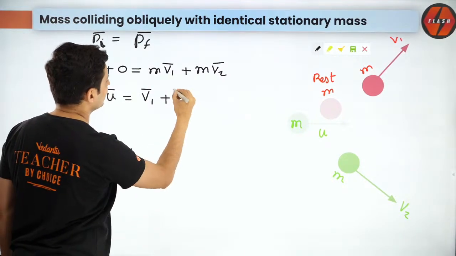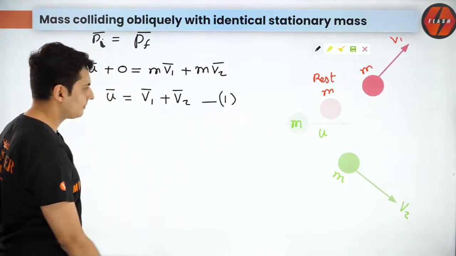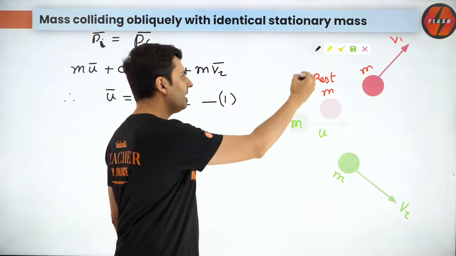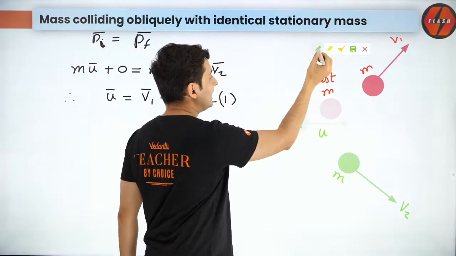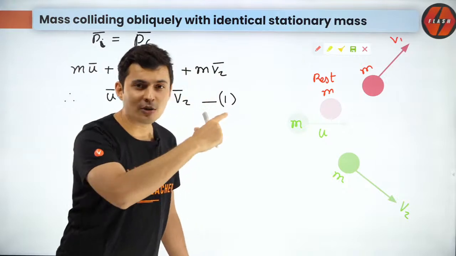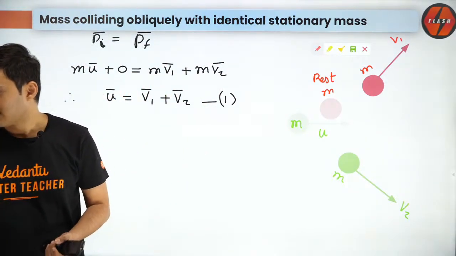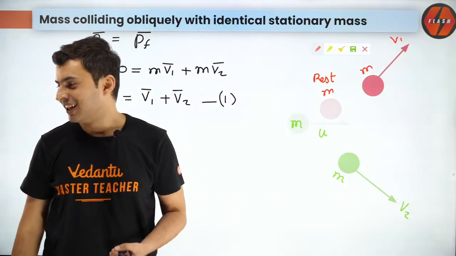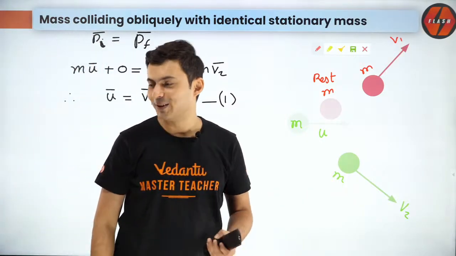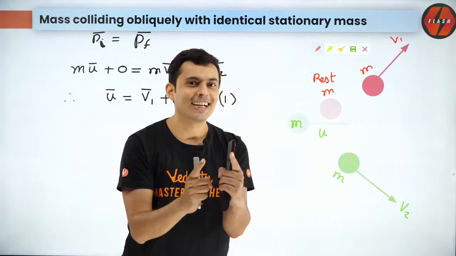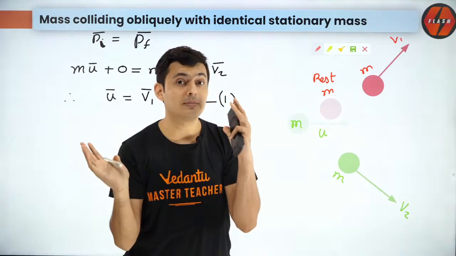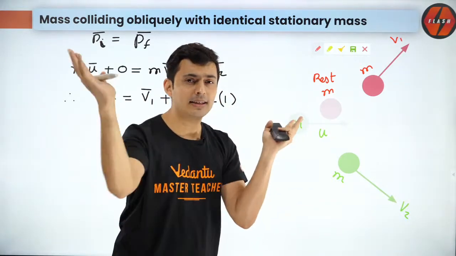u equals v1 plus v2 in vector form. That's my equation 1. Now, what did I tell you? In case of elastic collisions, e is equal to 1. In e equals 1, energy before and after is the same, remember that? So let's use that.